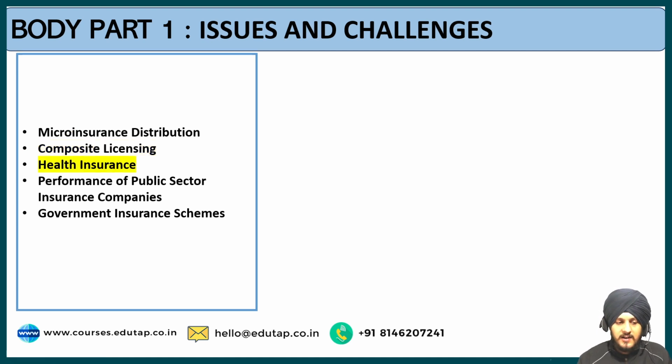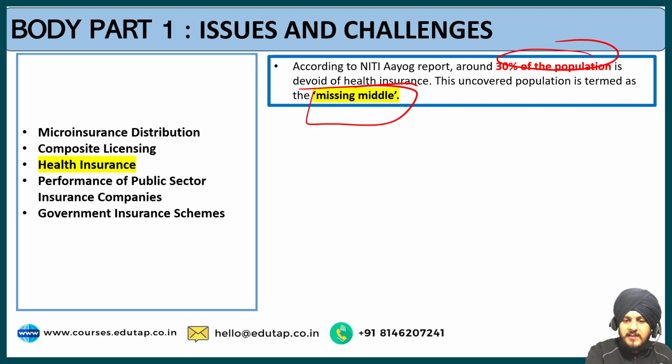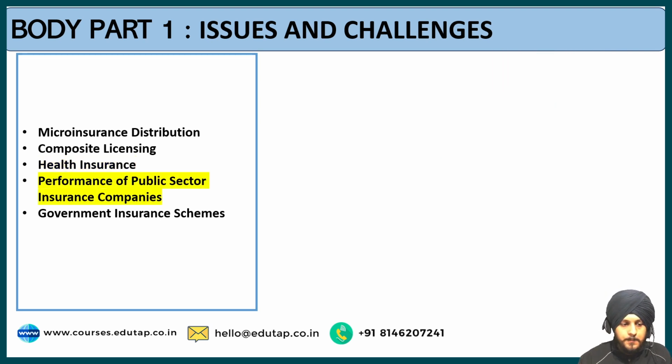The third is regarding health insurance. According to Niti Aayog, around 30% of the population is devoid of health insurance, and this uncovered population is termed as the missing middle. So this is another important issue, that around 30% of the population is not covered under health insurance because of different factors that also have to be tackled.